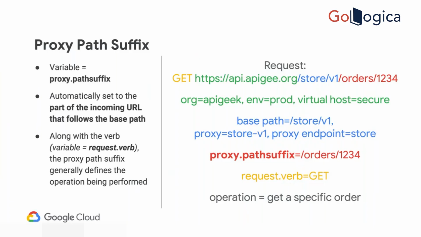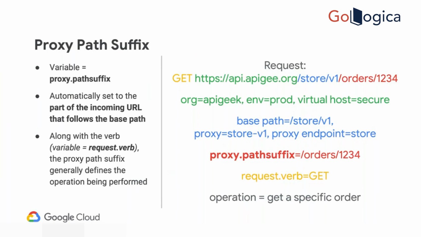Usually proxy.pathsuffix is a very popular variable when we want to define the flows. For flows, we usually use proxy.pathsuffix, which tells us whatever path segment comes after the base path. Then we also use request.verb, which tells the request method, GET or POST or whatever. So these two variables are used a lot when we are defining the flows or resources.